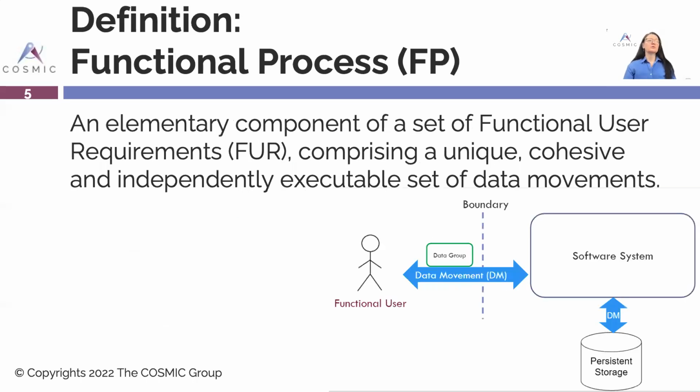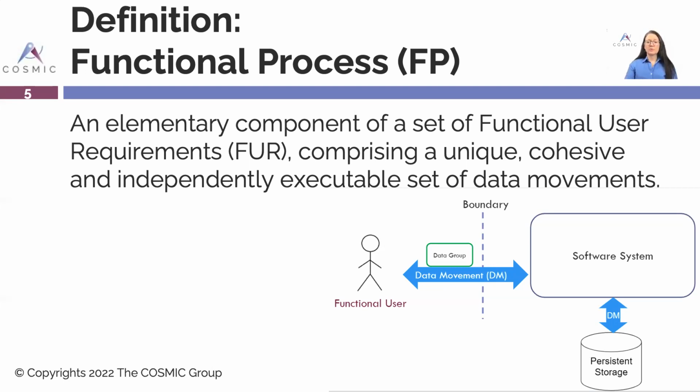Now, functional user requirements are derived into functional processes. A functional process is an elementary component of a set of functional user requirements comprising a unique, cohesive, and independently executable set of data movements. A functional process is triggered by an event from a functional user and leaves the software system in a stable state once it completes.